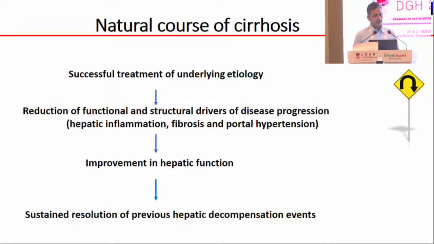But what happens if we have a successful treatment of the underlying etiology? Suppose the patient has hepatitis B, and we treat them, or hepatitis C, or they are taking alcohol and the patient stops taking alcohol. If there is a successful treatment of the underlying etiology, we have seen that there is a reduction of functional and structural drivers of disease progression. Then sometimes these patients can have a U-turn, which we call recompensation. There is an improvement in hepatic inflammation and fibrosis, and a decrease in the portal hypertension.